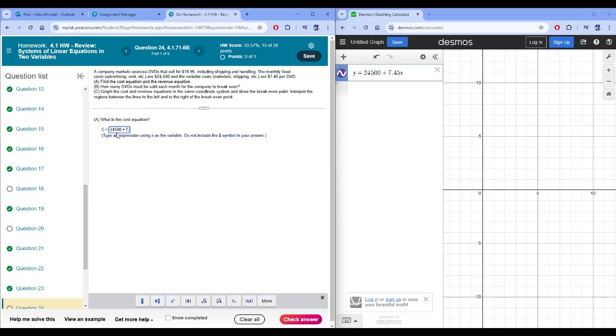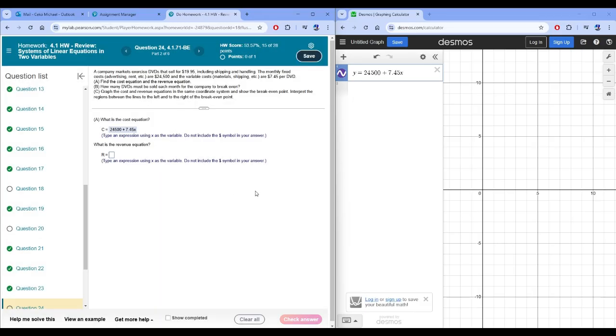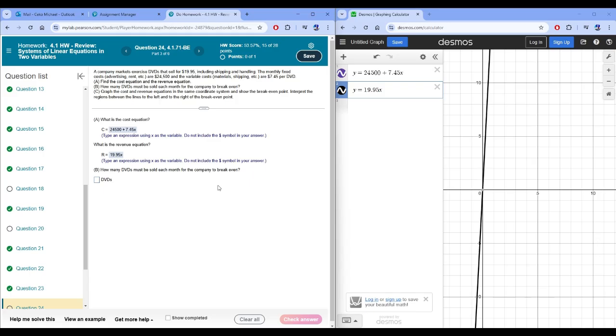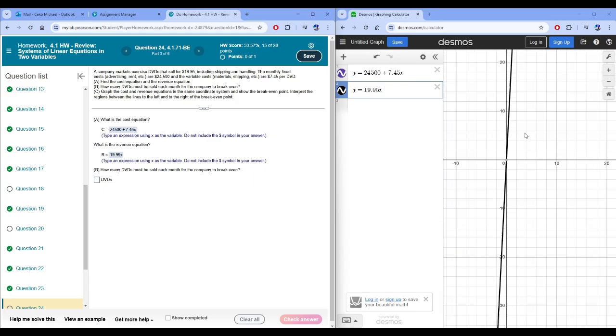24,500 plus 7.45x. What is your revenue equation? That's going to be 19.95x, because every DVD that you get is that. Y equals 19.95x. Cool. How many must be sold in order to break even?